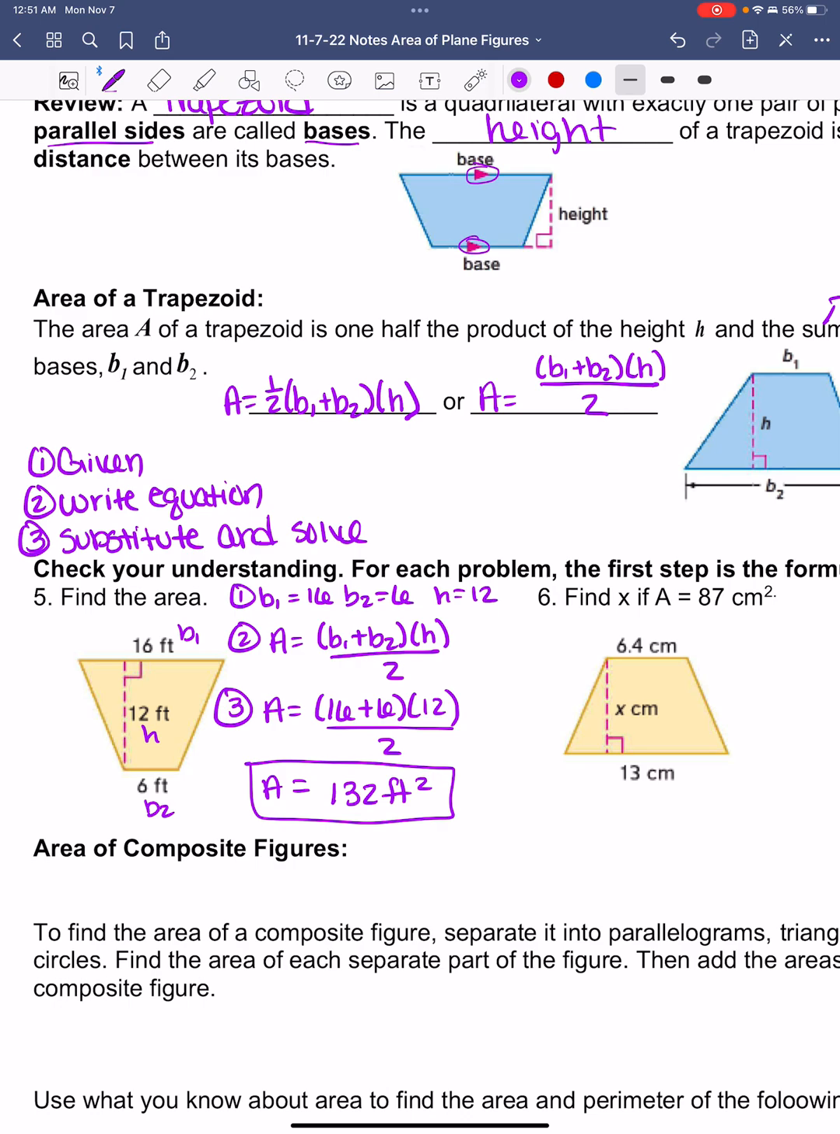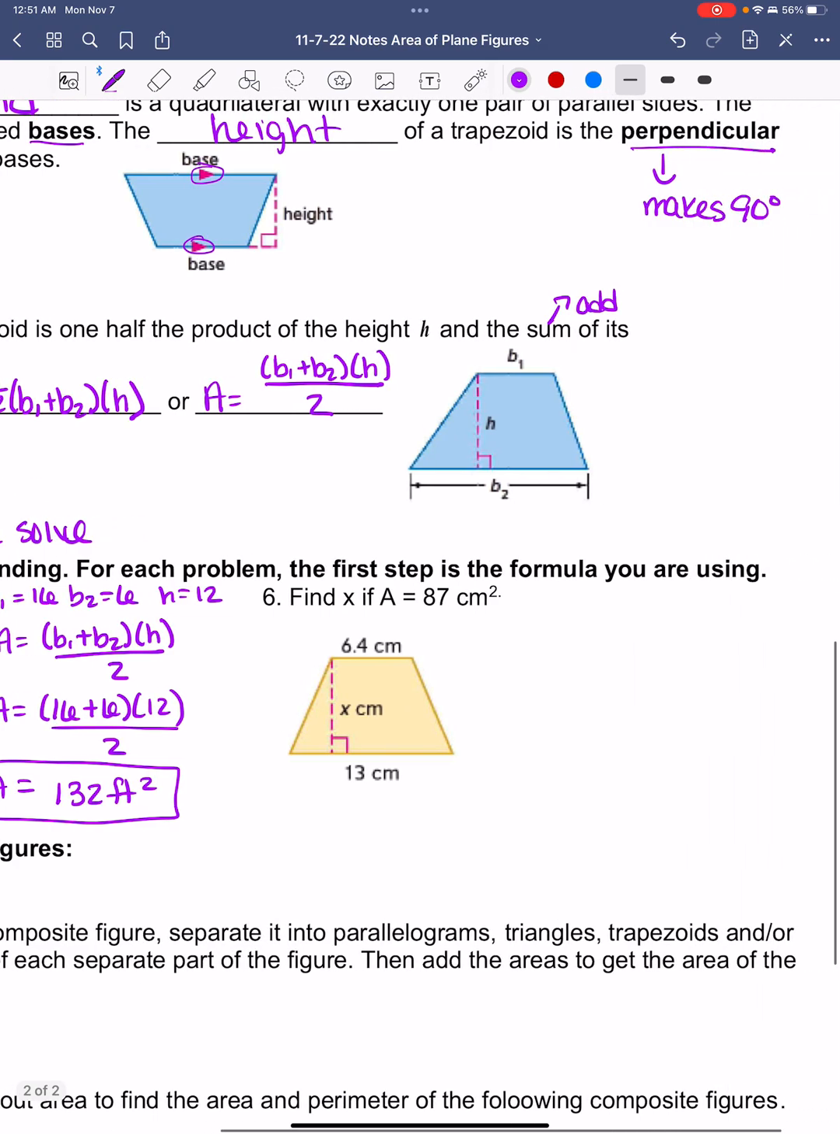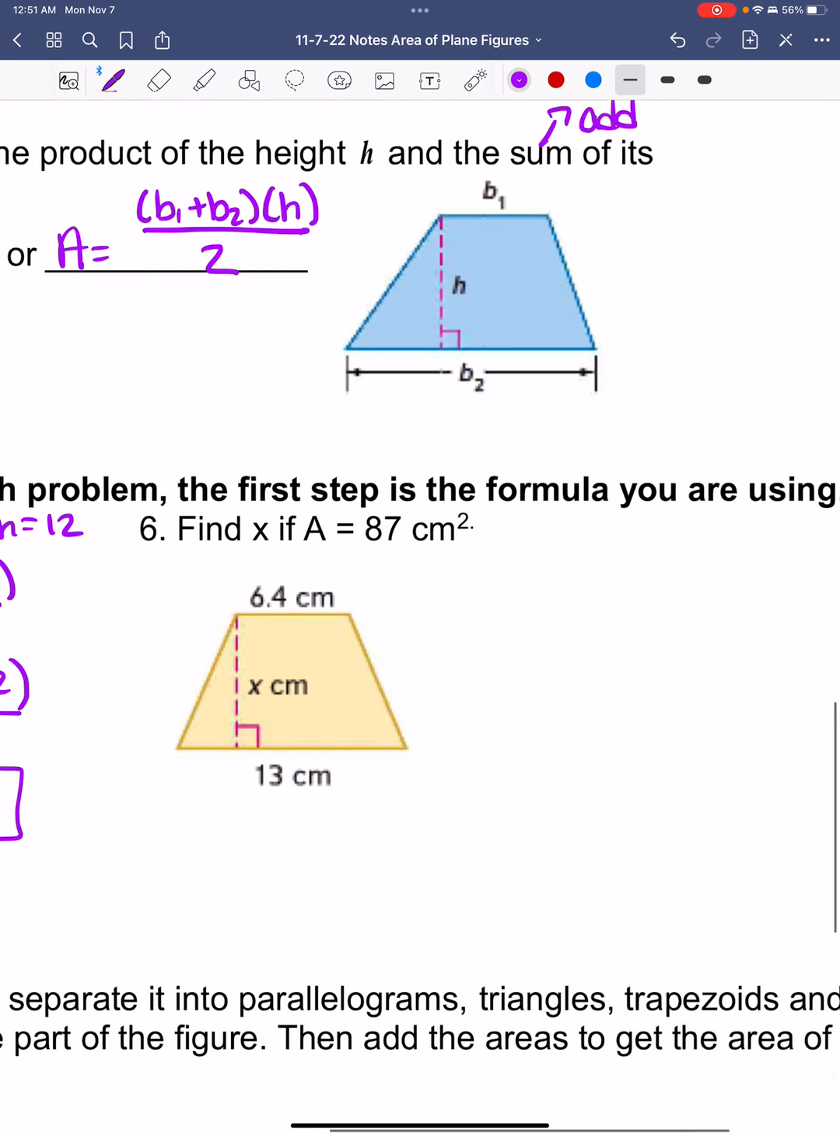Again, step 1 was write our given. Step 2 is write our equation. Step 3 is substitute and solve. Now let's go to number 6. What we're going to do here is very similar to what we did with that other triangle.